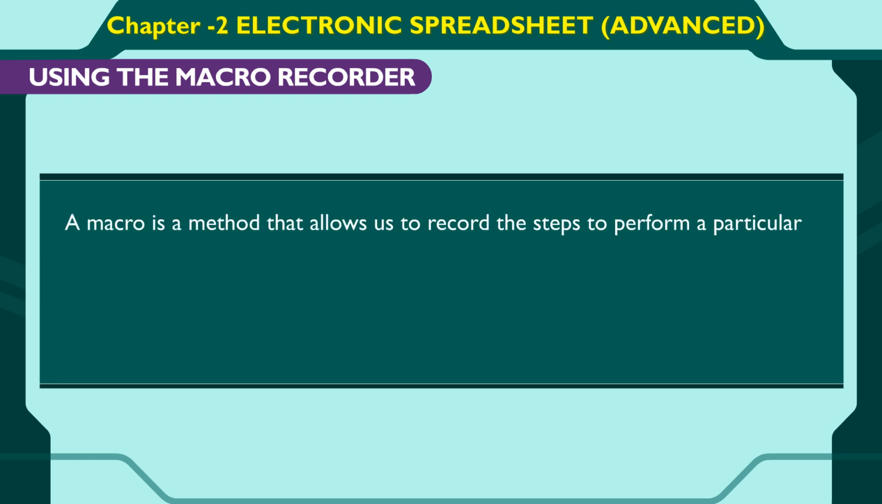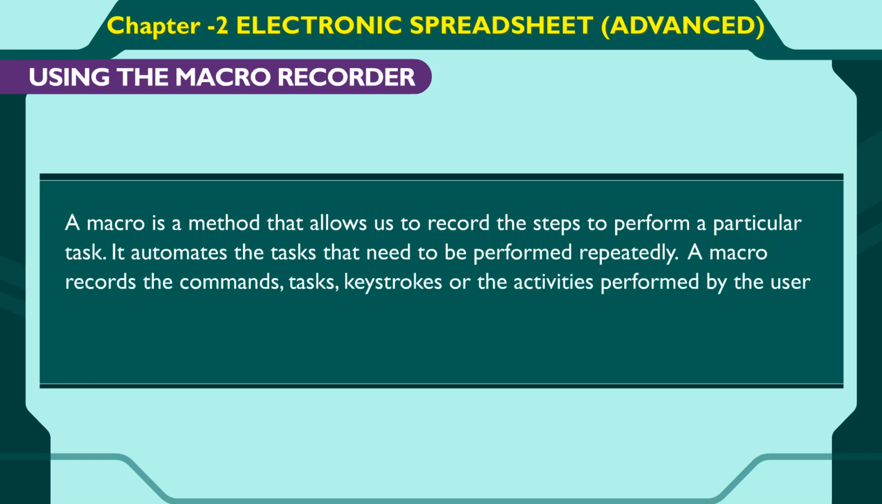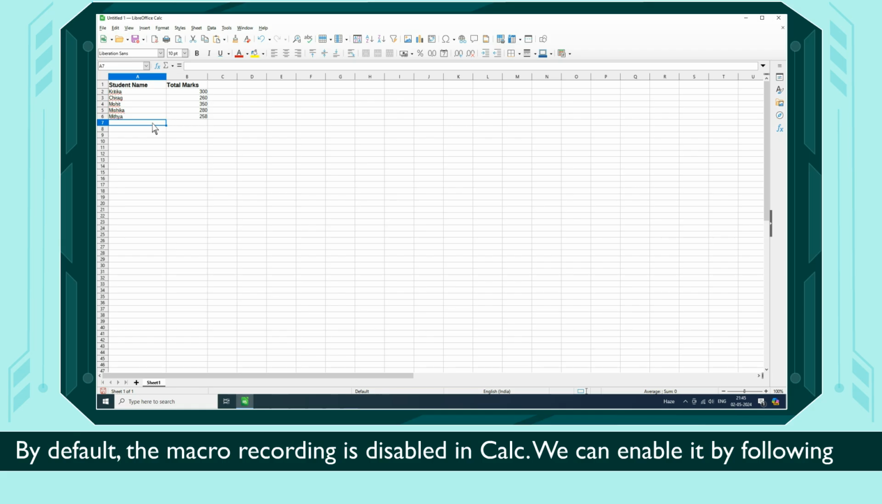A macro is a method that allows us to record the steps to perform a particular task. It automates the tasks that need to be performed repeatedly. A macro records the commands, tasks, keystrokes, or the activities performed by the user on a specific worksheet. Once a macro is recorded, we can execute it as many times as required. By default, the macro recording is disabled in Calc.